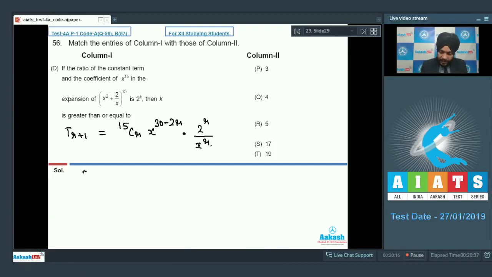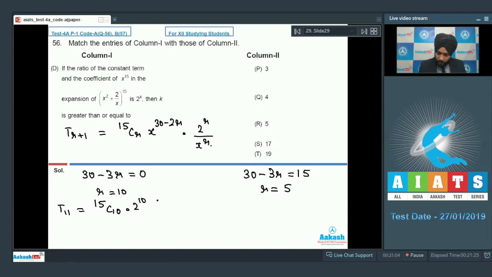So the power of x is 30 minus 3r. So first I need the constant term, so power should be 0. Then I need the coefficient of x power 15. So 30 minus 3r should be equal to 15. From here you get r equals 10. From here you get r equals 5. From here the coefficient is 15c10 into 2 power 10. From here the coefficient is 15c5 into 2 power 5. So students, what is the ratio of the coefficients?